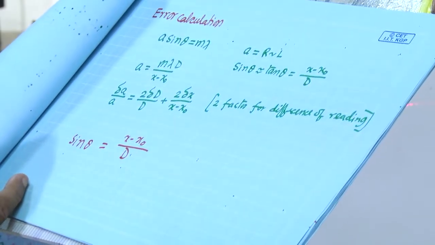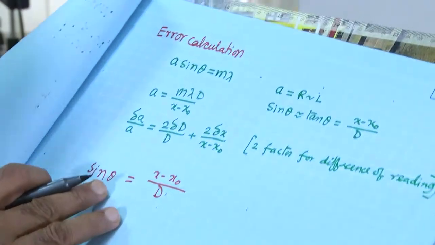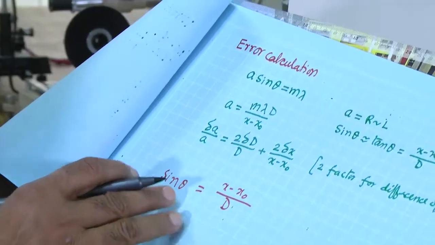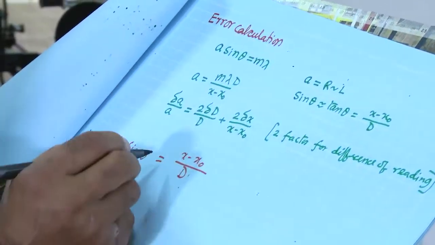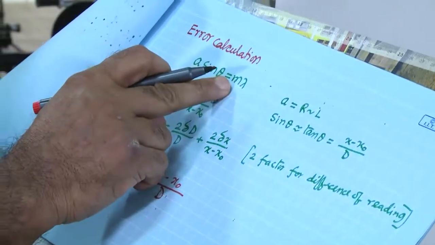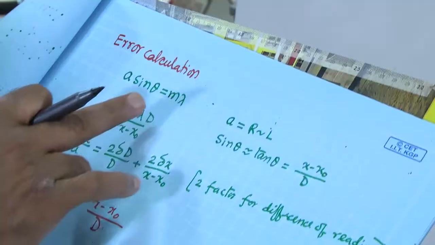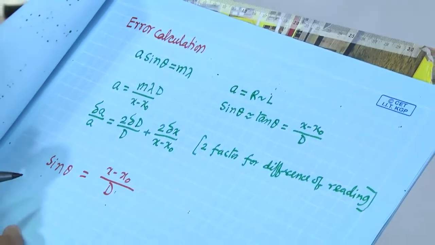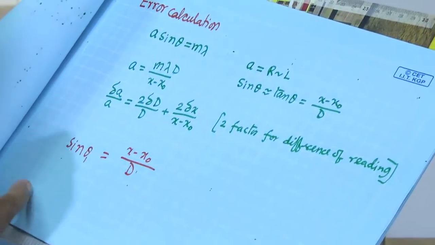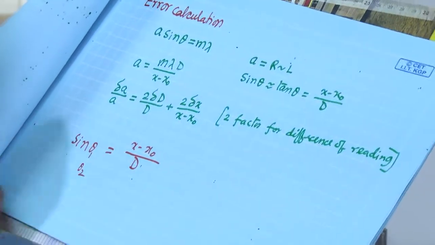From here you can see that for a particular order, if it is m equal to, say, 1, this angle is theta 1, and for m equal to 2, this angle is theta 2.